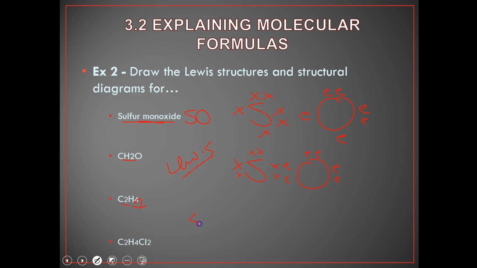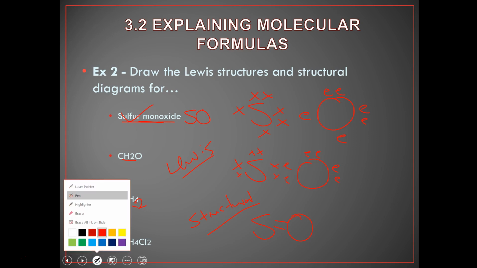To draw the structural diagram for sulfur monoxide, what's going to go in the middle? A double bond, so how many lines then? 2. And that would be my structural diagram for that. Got that? Okay.